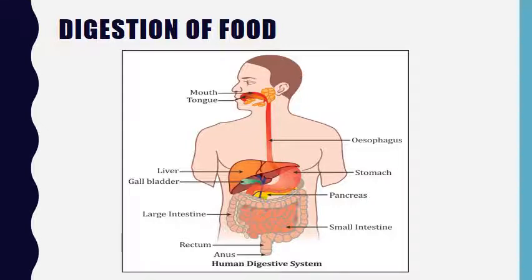First, the food whatever we eat is tasted by our tongue. We taste with the help of our tongue that this food is good, sweet, sour, or spicy. After we taste with the tongue, we have teeth in our mouth, so the food is chewed by the teeth. During the cutting and chewing process, the food is mixed with saliva. Saliva is a digestive juice which is present in our mouth.